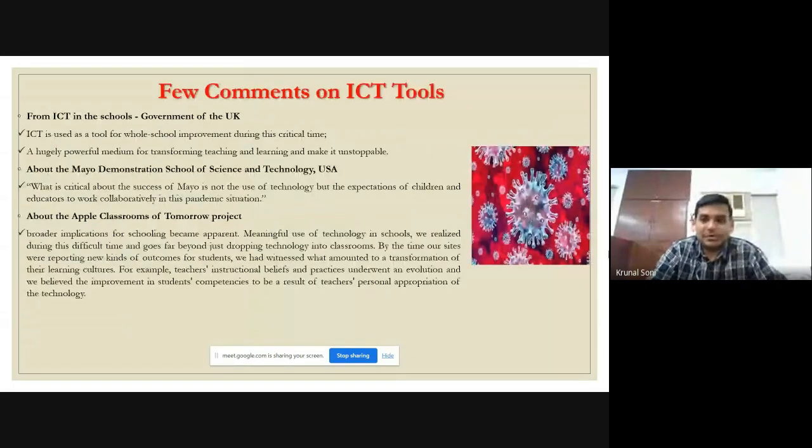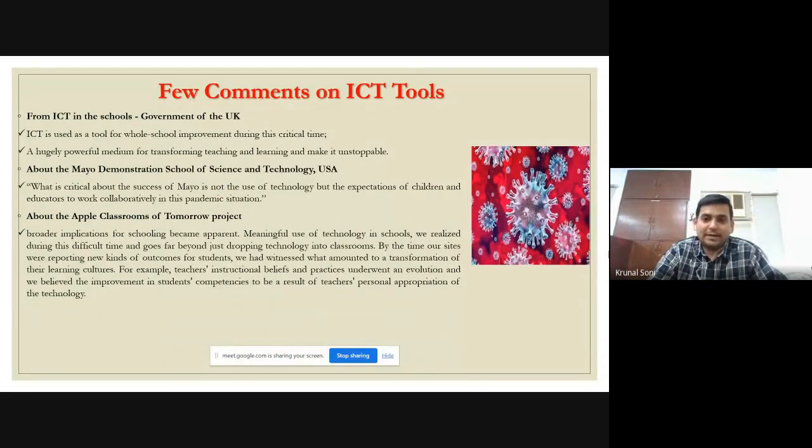A few comments on ICT tools during the pandemic. The first comment, from the school government of the UK, is that ICT is used as a tool for whole school improvement during the critical time. So why is today's generation using ICT tools? Because ICT tools have broken down all the boundaries between the learners and the teachers, right?